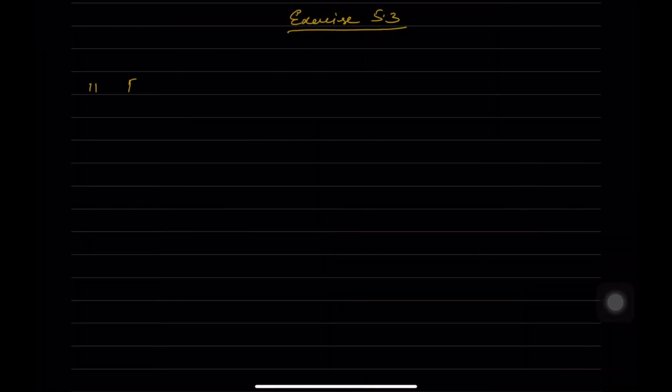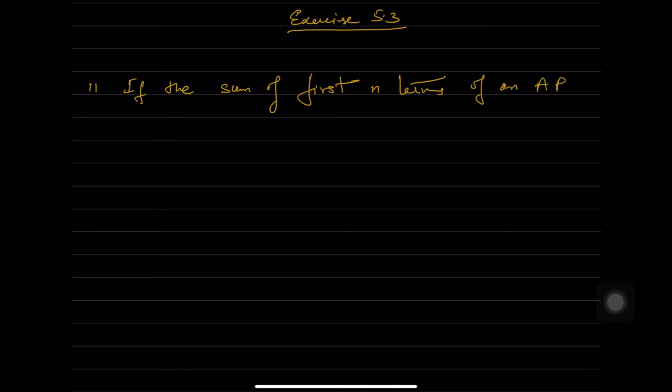The problem is, if the sum of first n terms of an AP is 4n minus n square, what is the first term?